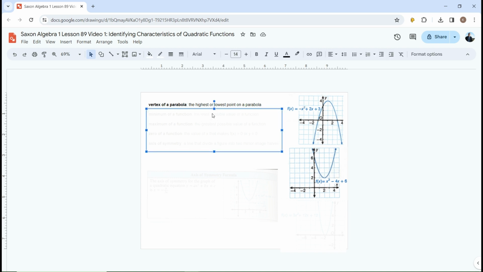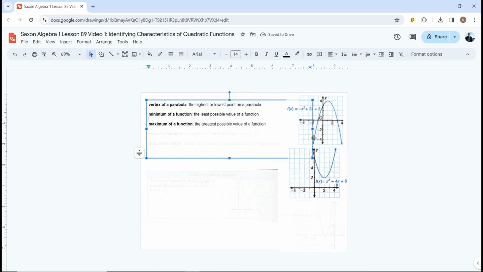Now, the highest point or the lowest point is called a minimum or a maximum for a parabola. The minimum of a function is the least possible value. This parabola here is going to have a minimum because it has a low point. Now, I just want to point one other thing out. Notice I'm saying the minimum of a function, not of a parabola. This is a very general thing to talk about. Any function could potentially have a minimum value. We're going to be focused on the minimum of a parabola in this lesson, though, or the maximum of a parabola, the greatest possible value.